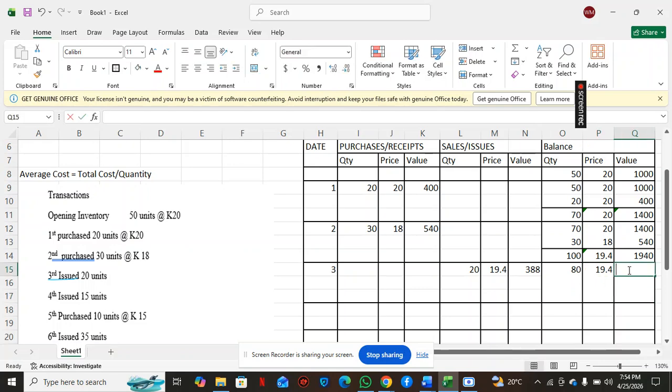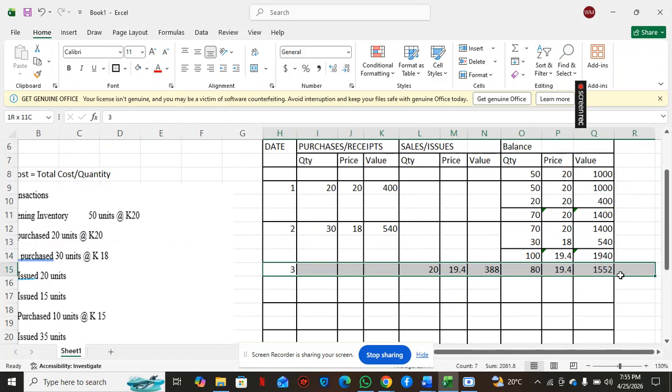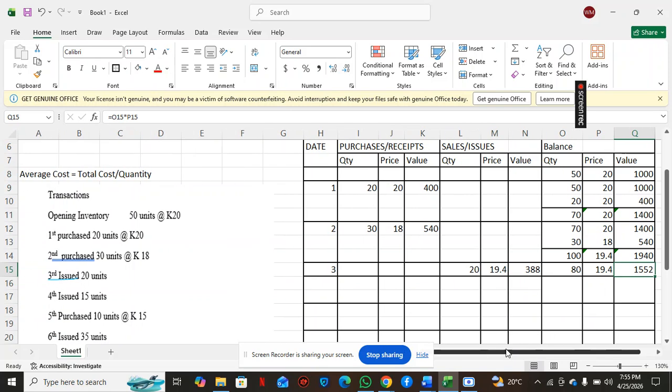Okay. 80 times 19 kwacha 40 ngwe. So that's our balance of spare parts that's remaining. The total cost is 1,552.